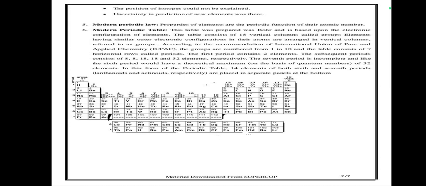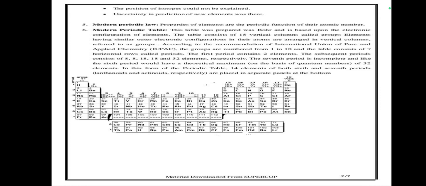The table consists of 18 vertical columns called groups. Elements having similar outer electronic configurations in their atoms are arranged in vertical columns, referred to as groups, according to the recommendation of the International Union of Pure and Applied Chemistry (IUPAC). The groups are numbered from 1 to 18 and the table consists of 7 horizontal rows called periods.